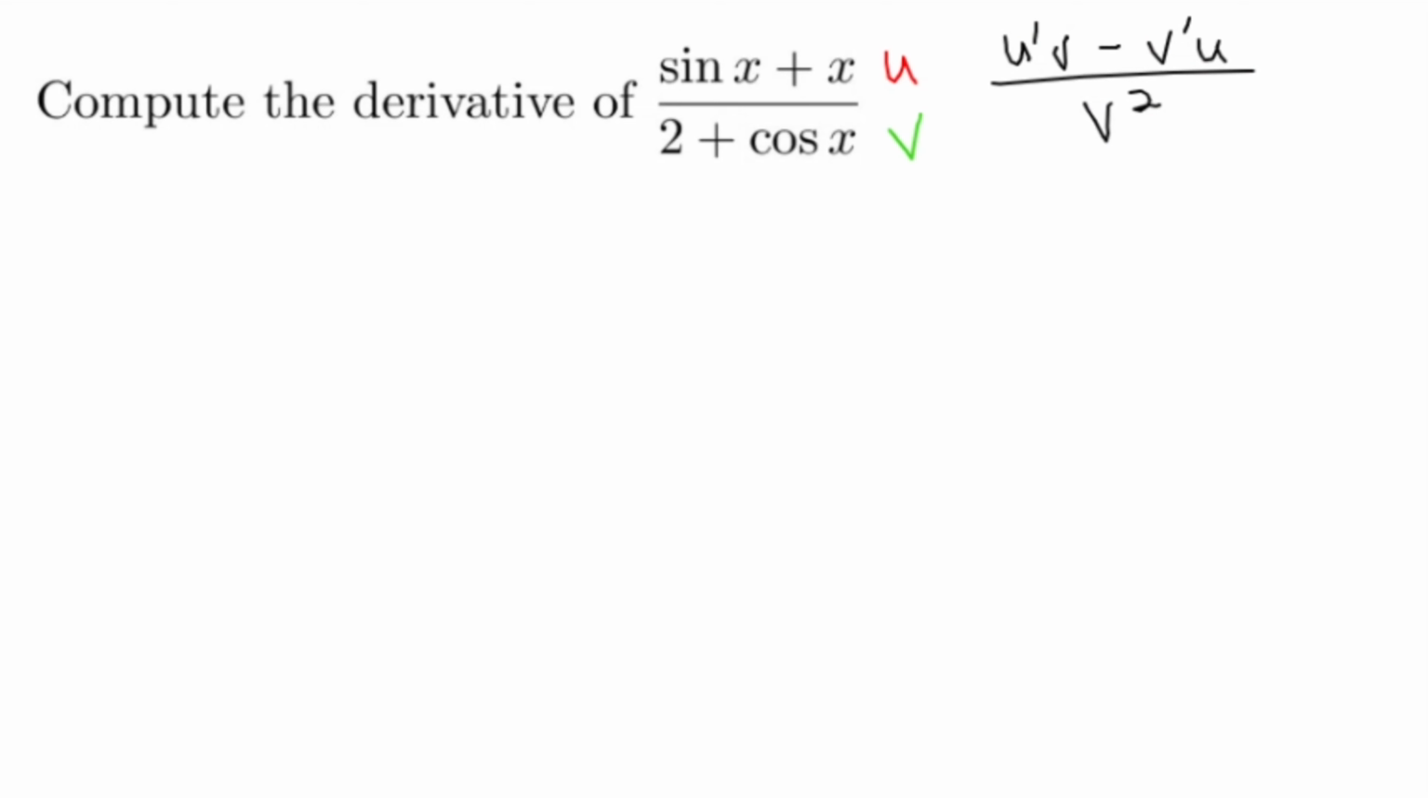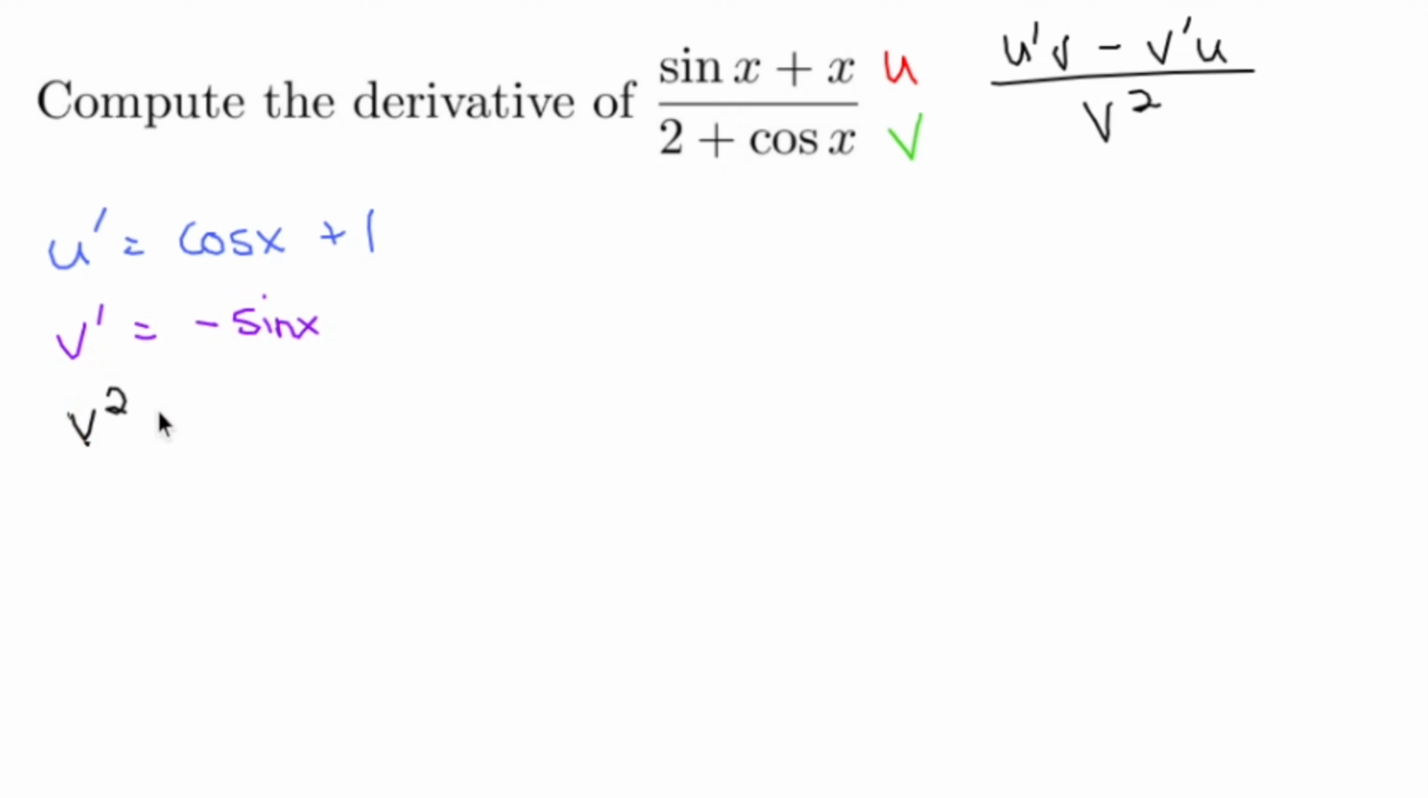So I have to find U prime and V prime. U prime first is going to be the derivative of that. The derivative of a sine is cosine. So cos x plus 1. On the bottom, I'm going to take the derivative of, I already used green, can't use it twice, purple. V prime is going to be nothing plus the derivative of cosine x, which is negative sine x.